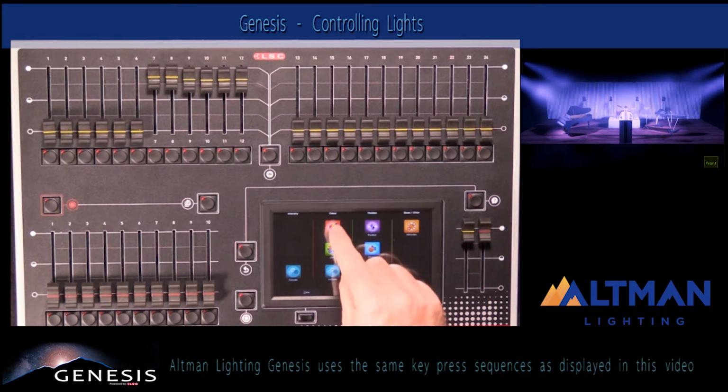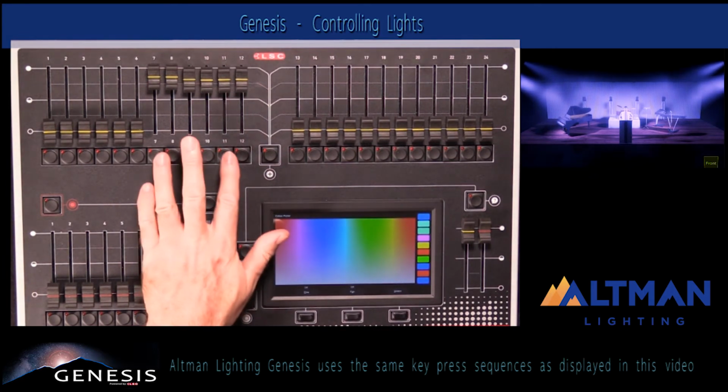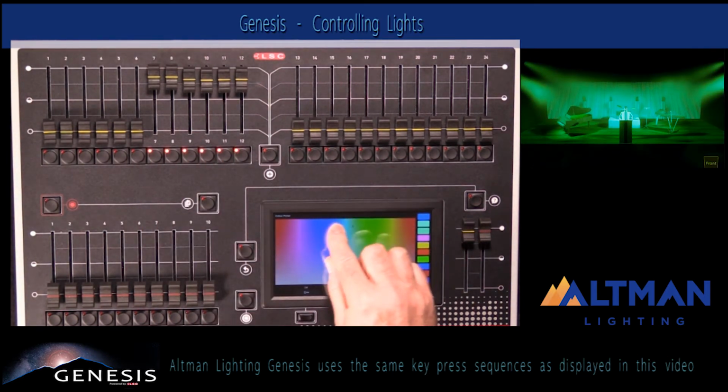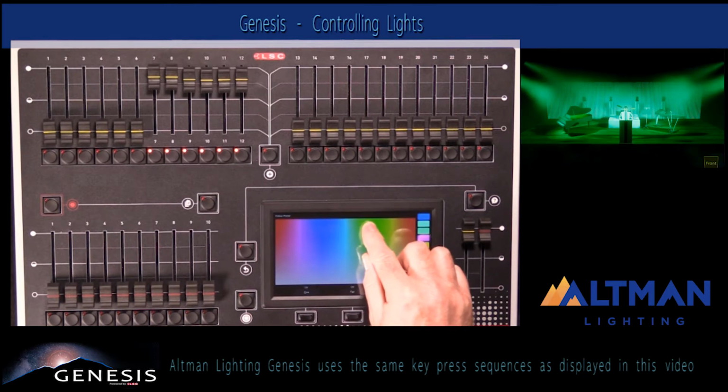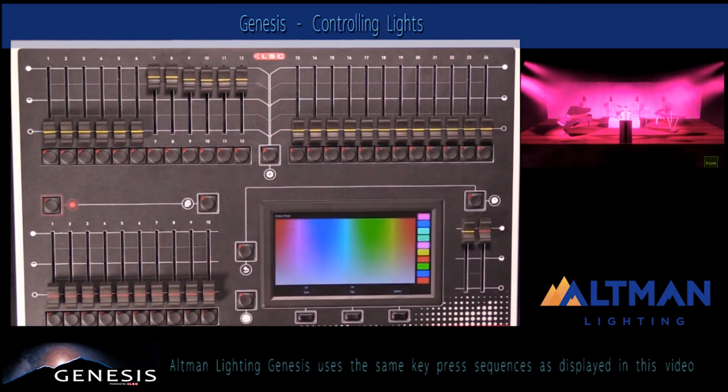We're going to select the color app, and as soon as we go in there, we have control of the color of our fixtures. So I'm going to select my fixtures, and then I can move my finger around on here to select the color. And you saw we selected fixtures using the buttons.